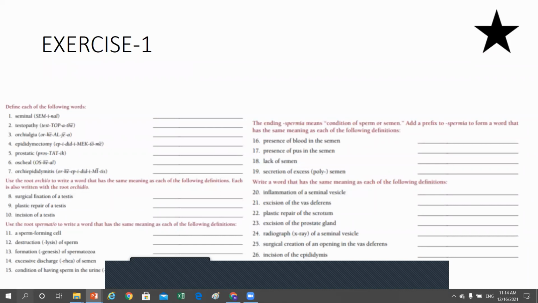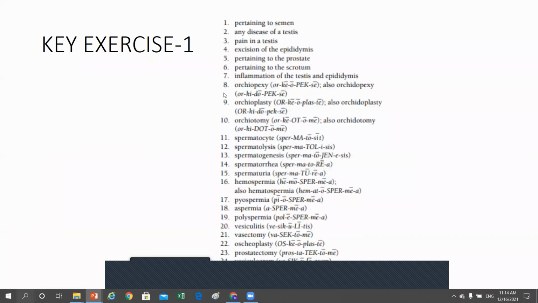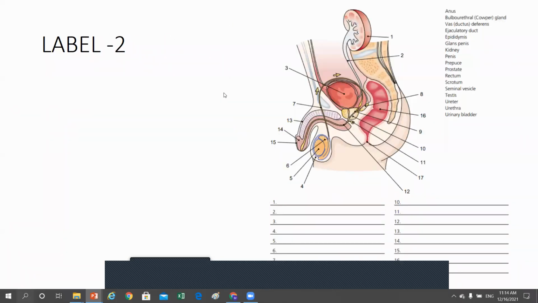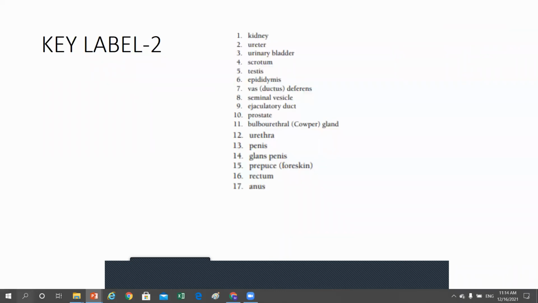Now in your further pages, you will see these exercises. They are all concerned with the same male genital system, and many of them we have done over here. The key for these is there. This is exercise number 2. You have to label all parts. This is for your practice, and the key is there.